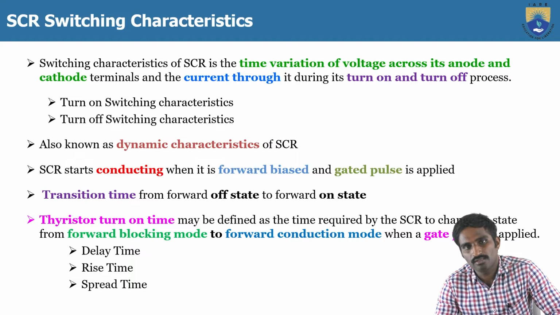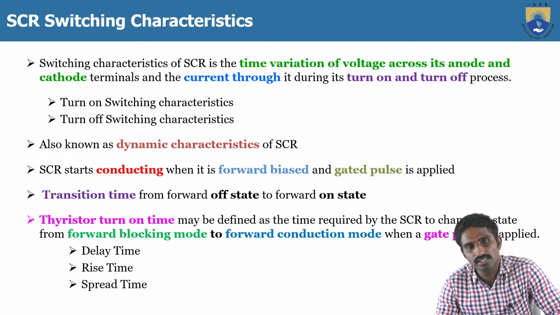So the forward blocking mode means we are just initiating to turn on the thyristor, and once it is turned on, it will come to the forward conduction mode. The time required by the SCR to change its state from forward blocking mode to forward conduction mode is called the thyristor turn on time. Of course, in this time the characteristics may not be the same.